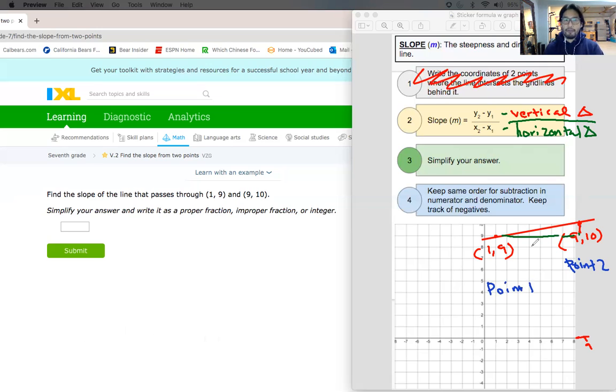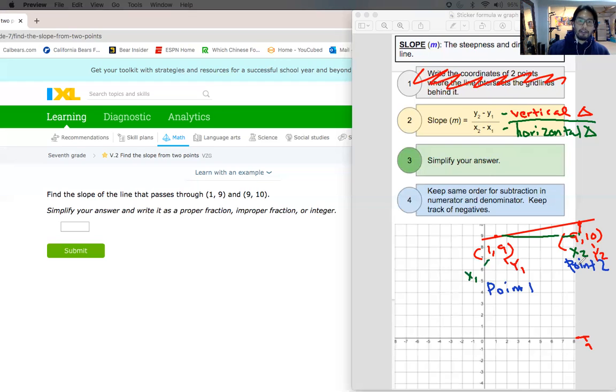You can switch these around if you want, just as long as you keep the order of the subtraction the same in the numerator and denominator. So if 9, 10 is point 2, that makes 10 the y coordinate of point 2, y2. And that makes 9 the x coordinate of point 2, x2. And then in point 1, this y coordinate is y1. And the number 1 is the x coordinate of point 1.